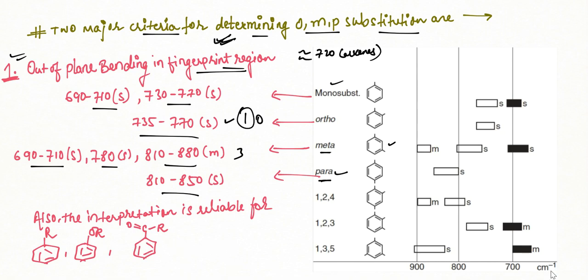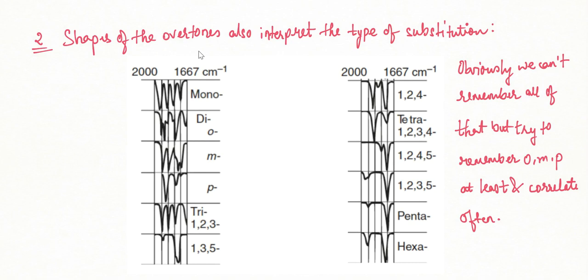Okay. Now comes the overtone area. The overtone area from 1667 to 2000 basically. So in this overtone area, we are going to see some substitution patterns. For mono we saw most of the time 3 or 4 peaks, and they were of almost equal intensity, not a very huge difference. Okay. So these two things are going to confirm the presence of mono substitution pattern, right? The first thing is bending vibration, two bending vibrations, and also the overtone peak.